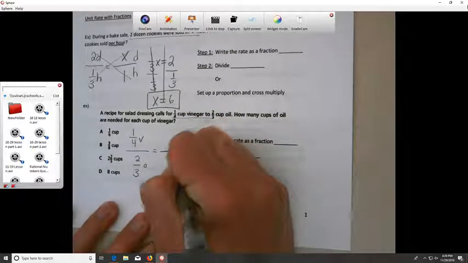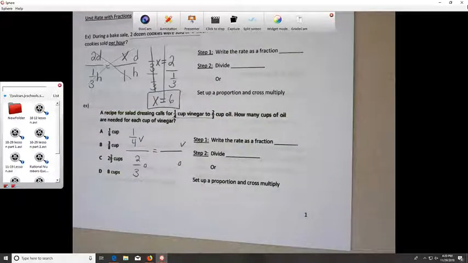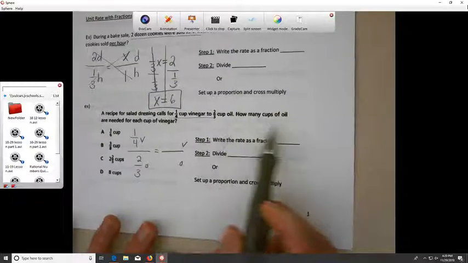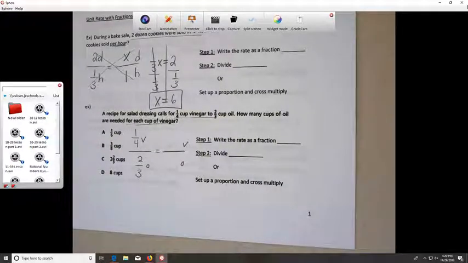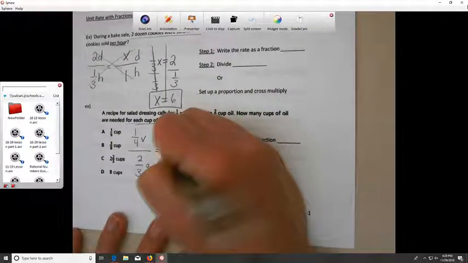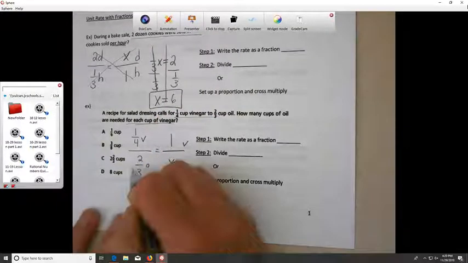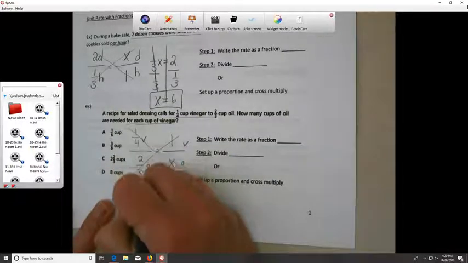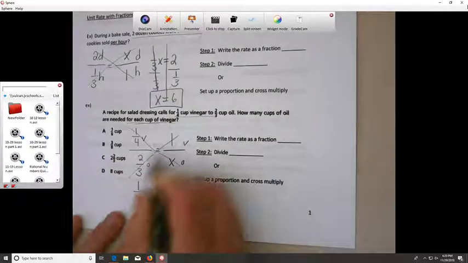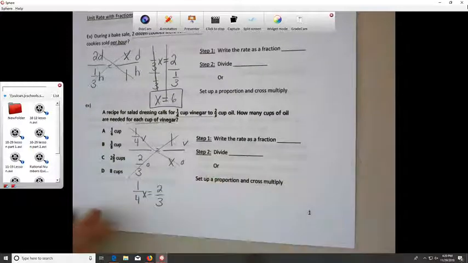And then I'll line up my units. So vinegar on the top, oil on the bottom. And then it says how many cups of oil are needed for each cup of vinegar. So for 1 cup of vinegar. So I'll put a 1 for the vinegar and an x for the oil. And now we're just going to cross multiply again. So 1/4 times x is 1/4 x, and 2/3 times 1 is 2/3.